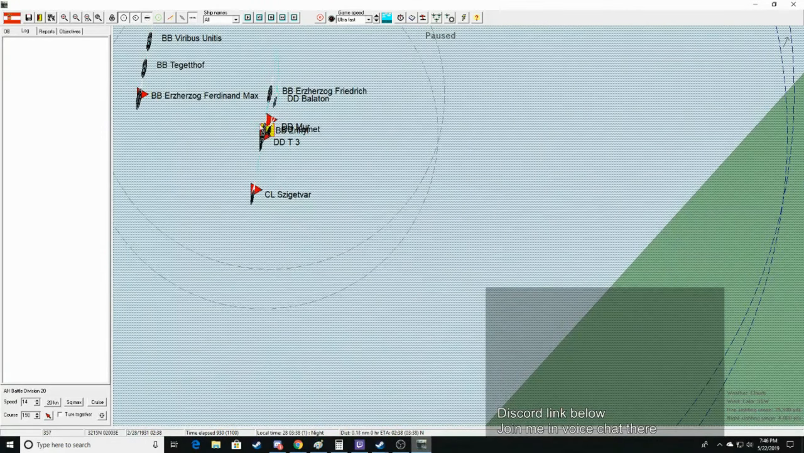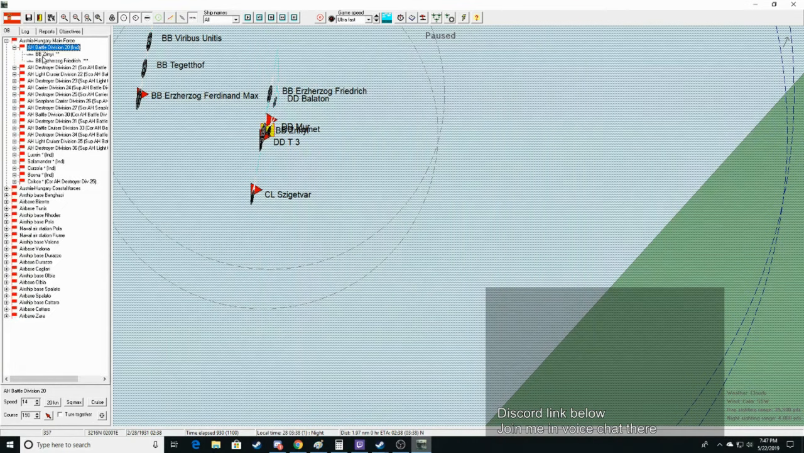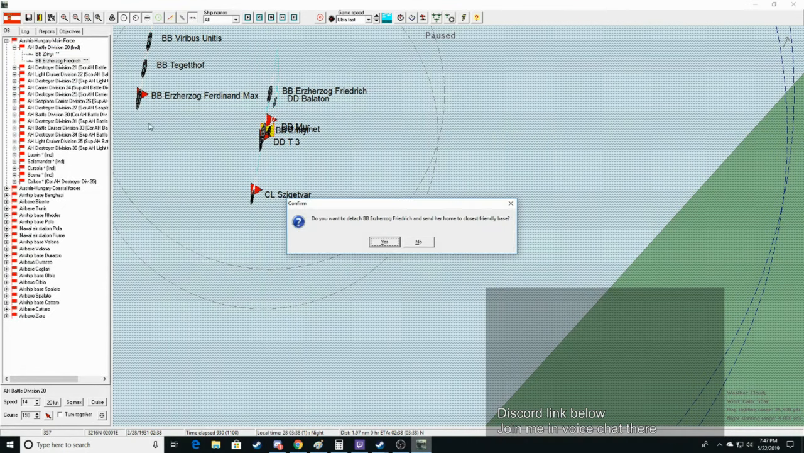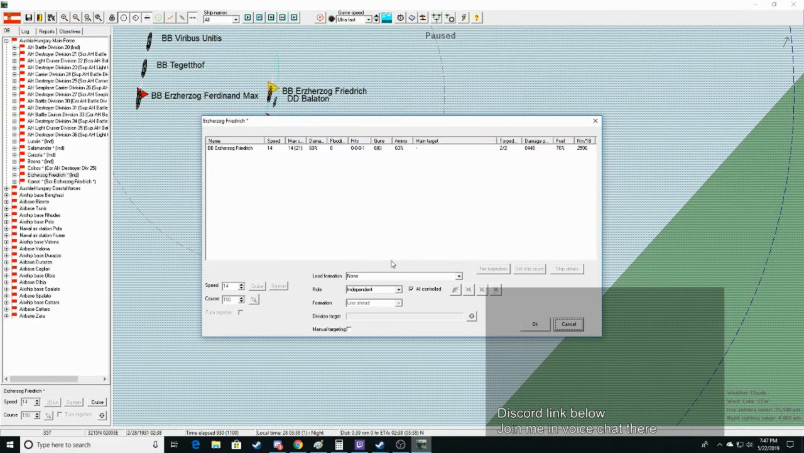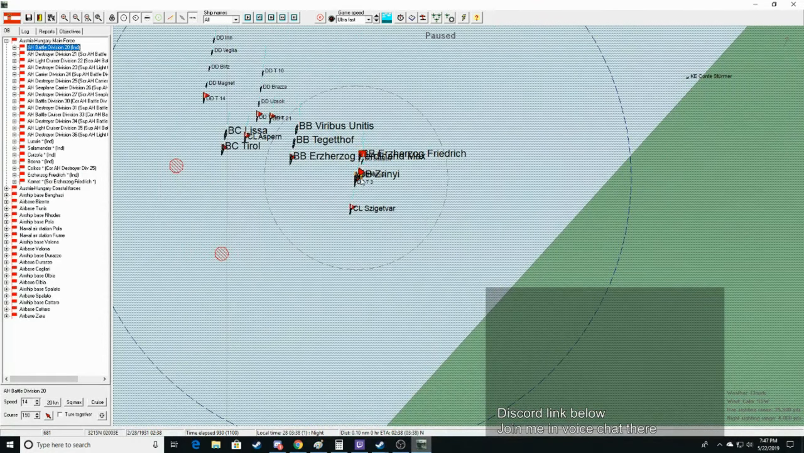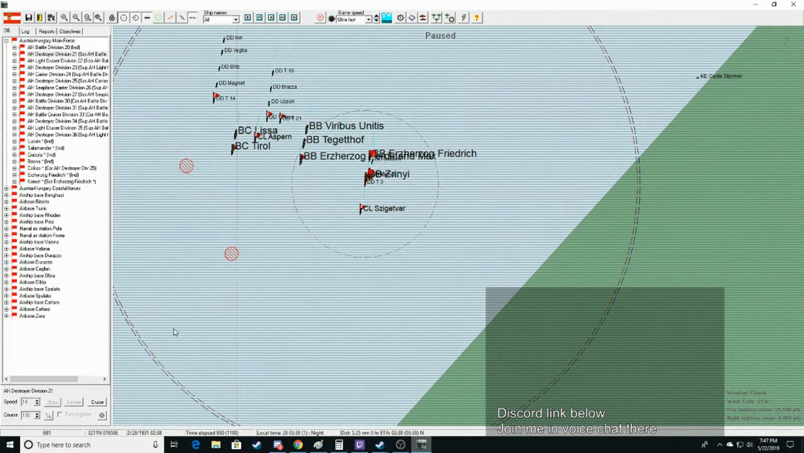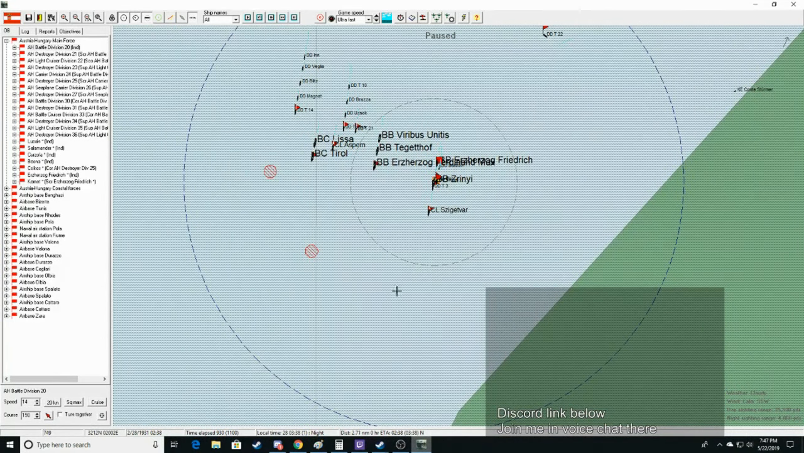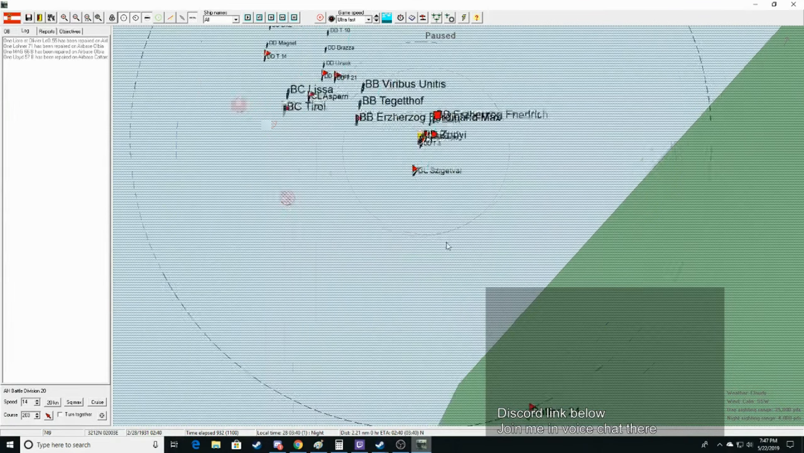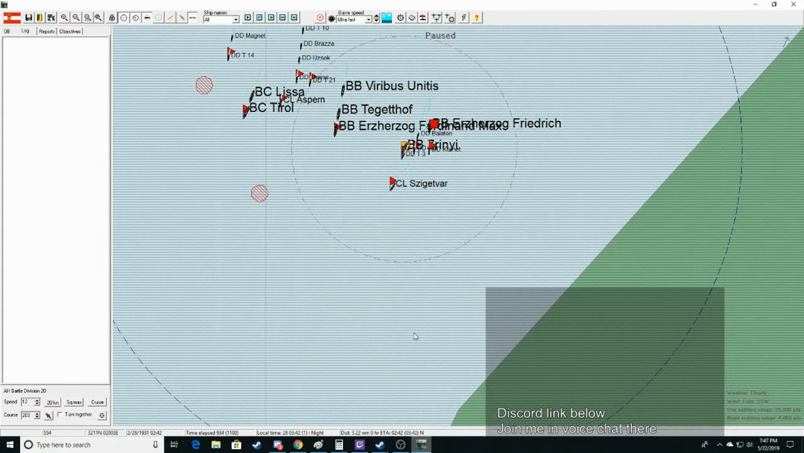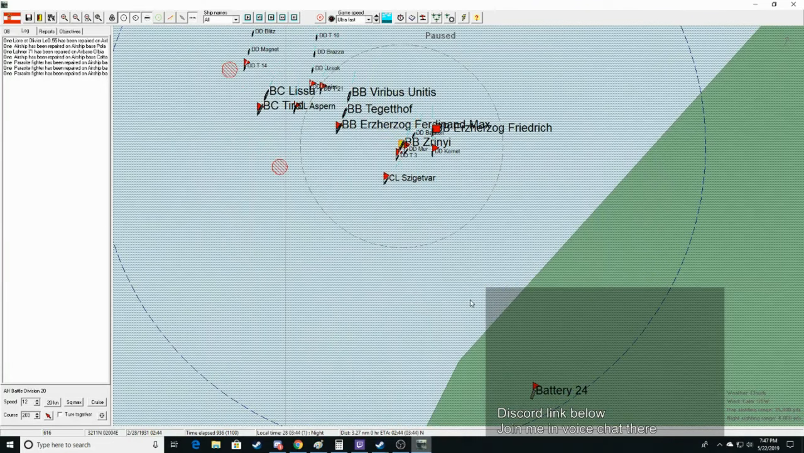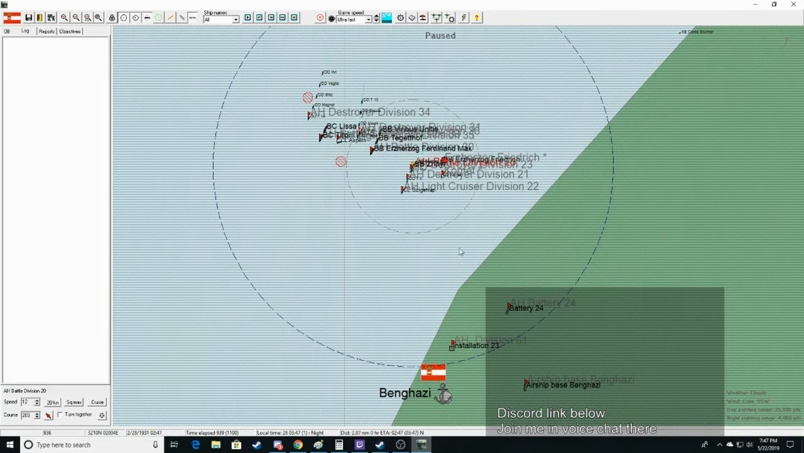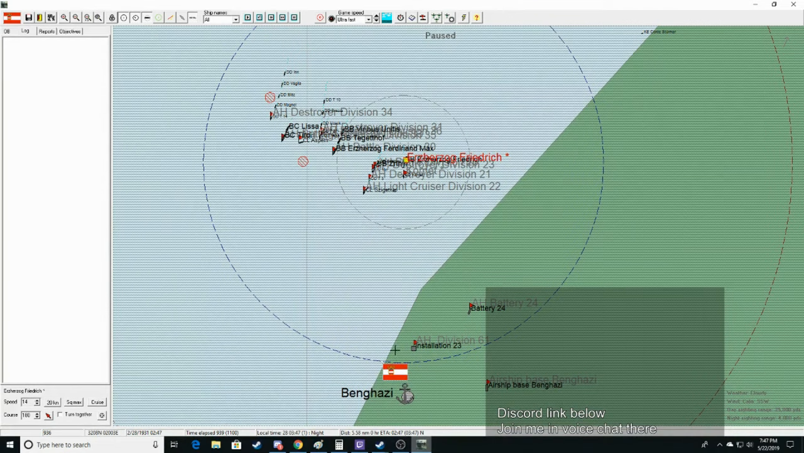At this point, I will order Erzherzog Friedrich detached. Yeah, detached, and manually take control. So you aim for Benghazi. No. Zrini, you aim just slightly that way, and slow down to 12 knots. You aim roughly there.